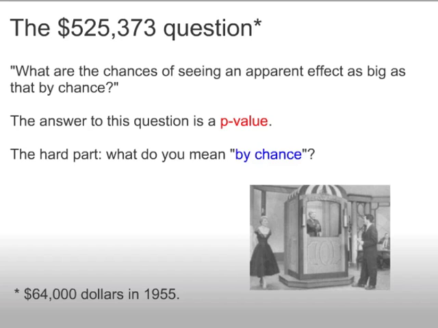Here's what it is in words. What are the chances of seeing an apparent effect as big as what we actually saw purely by chance? The result of that is going to be the p-value. And the hard part of answering that question is when we say by chance, what do we mean specifically? That's what the null hypothesis is.